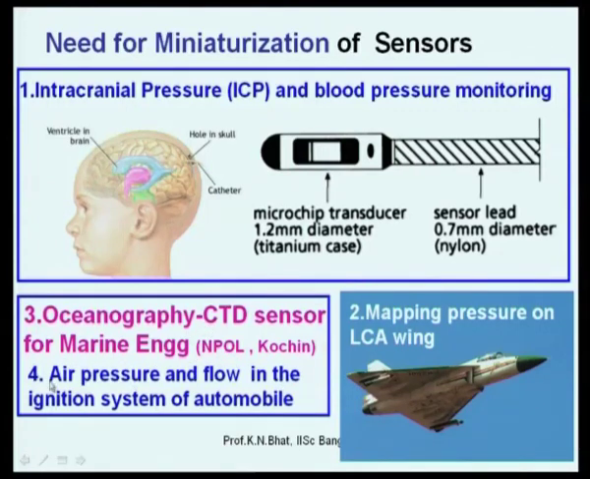Then, you can use it also for air pressure and flow in the ignition system of an automobile. Then you must have a device which should be capable of withstanding temperatures which may exceed 100 degrees centigrade. You can see the requirements are tremendous on reliability, environment of operation, all these are very important. So, you have to take care of those things in the packaging and the device design, all those things are part and parcel of microsystems.